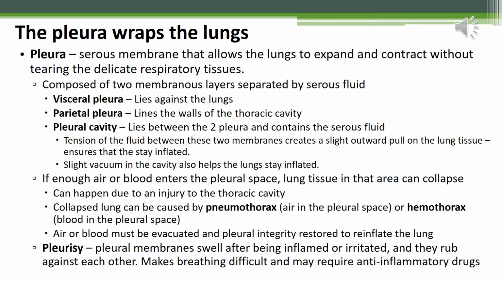And this collapsed lung can be caused by pneumothorax, which is air in the pleural space, or hemothorax, which is blood in the pleural space. So in order for the lung to be restored such that it can inflate, the air or blood must be evacuated to restore pleural integrity.